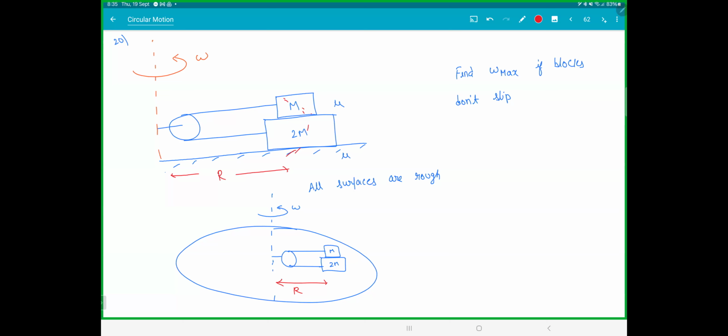Same steps. Draw a free body diagram. You have to make sure of the friction directions also. Do you guys remember how we decide the direction of friction? Assume there is no friction. Then can you tell me which block will go outside? If there's no friction anywhere, how will the blocks move? Who has more centrifugal force? The 2m, isn't it? So 2m will try to come outside.